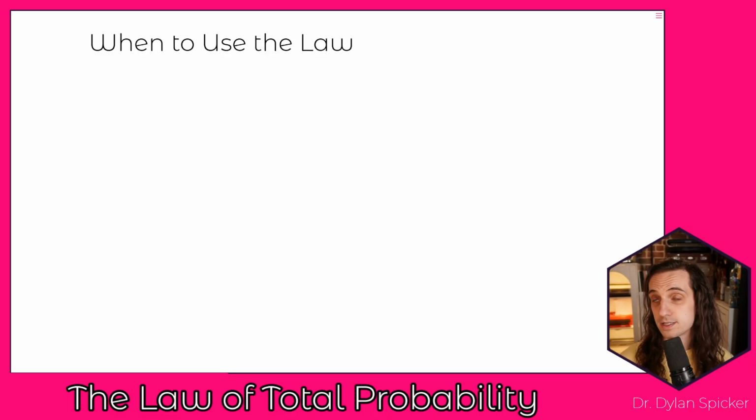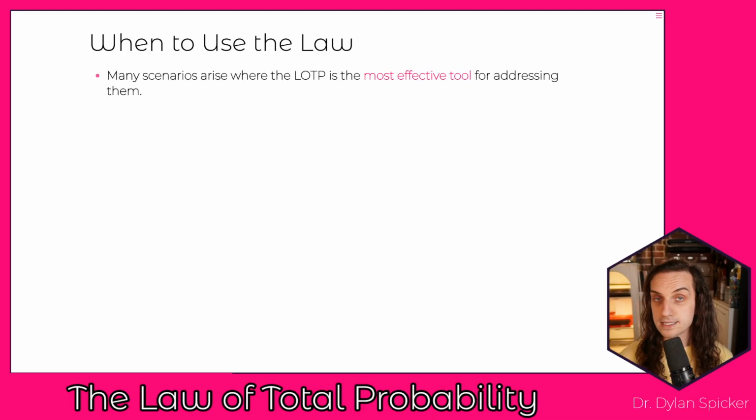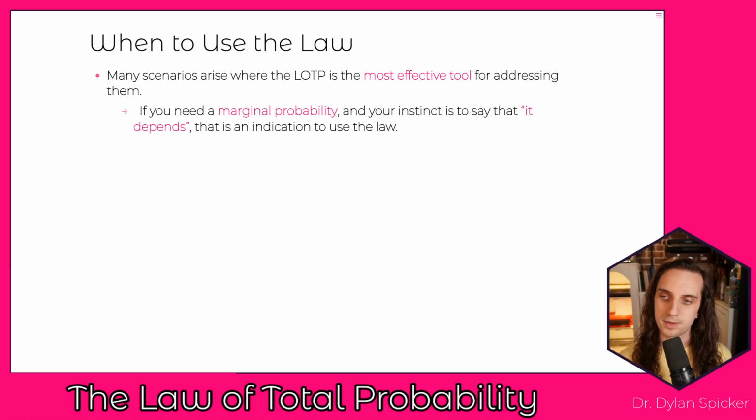So when should we use this? When do we know we need to use the law of total probability? There are many scenarios where we're going to use it, and oftentimes you can work this out if you think to yourself, well, it depends. If you are asked for a marginal probability and your initial answer is to say, well, it depends, then that's a hint that maybe you need to use the law of total probability.